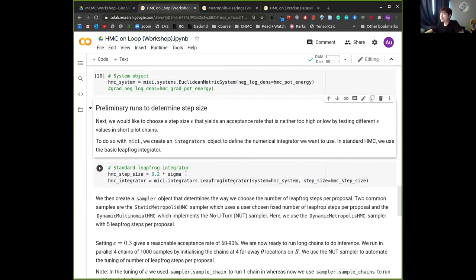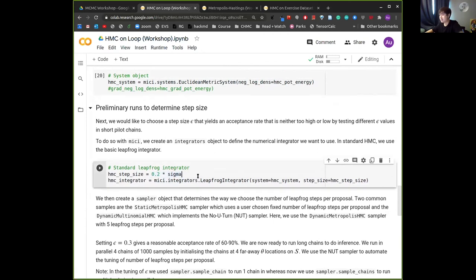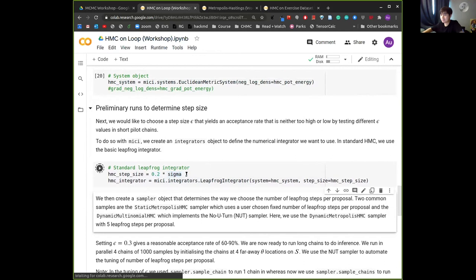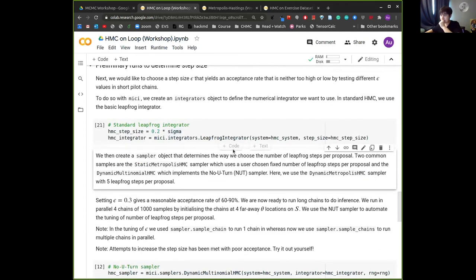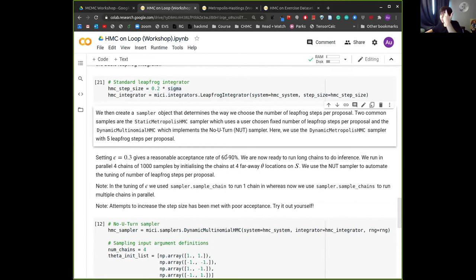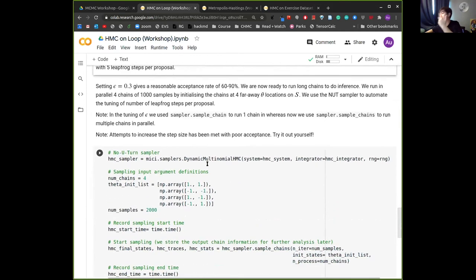And within the leapfrog integrator, we need to pick our step size, right? So in this case, I pick my step size to be about 5 times smaller than my noise. You can pick this yourself. And again, you can see that the bigger the step size, sometimes too big, you get bad performance. Right, so you create the system, you create the integrator. Next, you create the sampler.